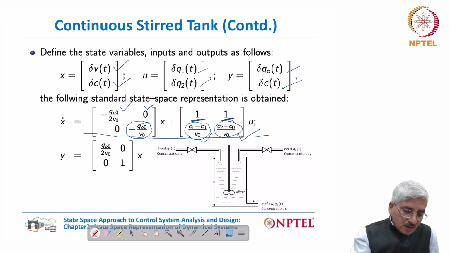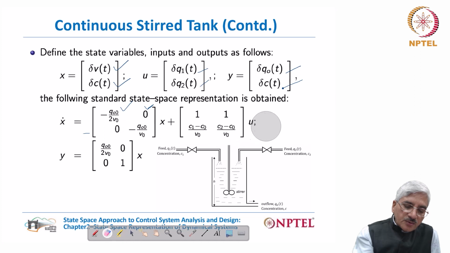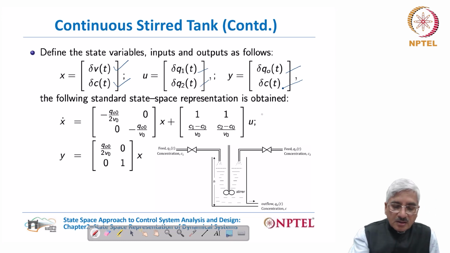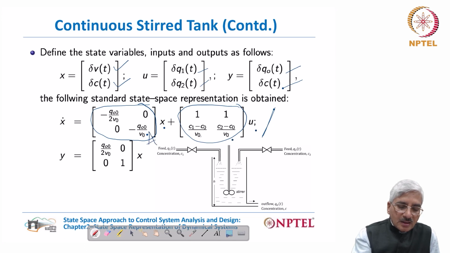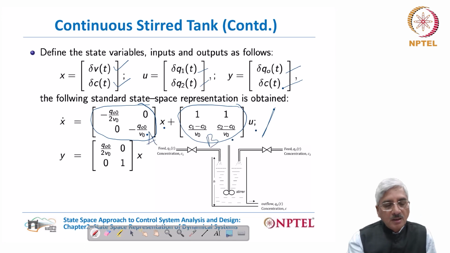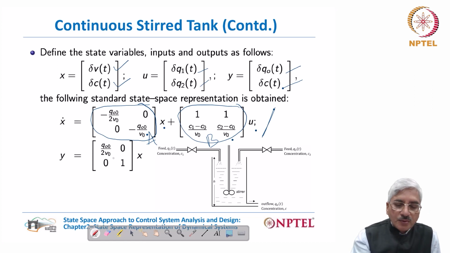So these two quantities go in the input matrix here and here. So we get the state equation as x dot equal to this as the A matrix and this as the B matrix. So Ax plus Bu. This is A and this is B. Output is, one is the concentration and the other is the outflow, these two quantities. So the first one is the outflow, the second one is the concentration.